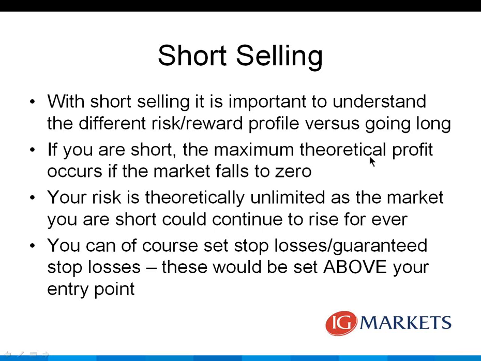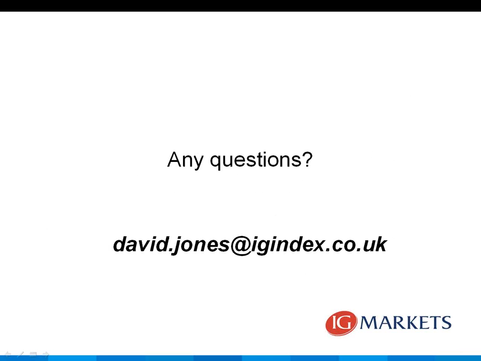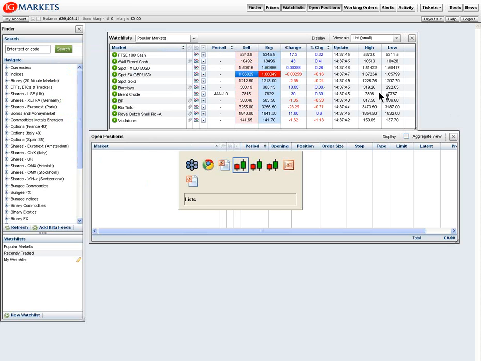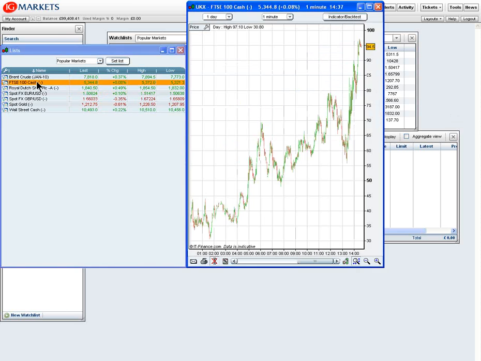Your stop losses go on the upside. And that's it. That is short selling. Let's do it then. Rather than talking about it, let's get on and do something. We'll do it. Let's do the FTSE 100.